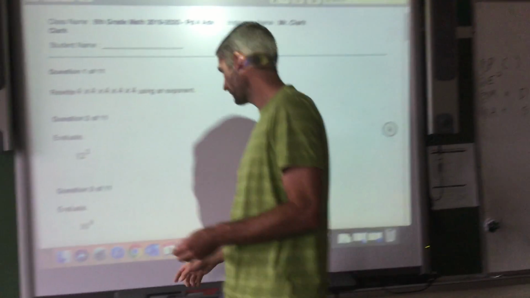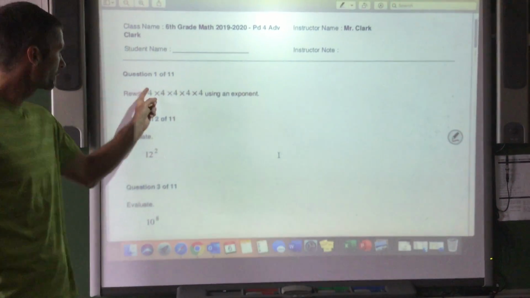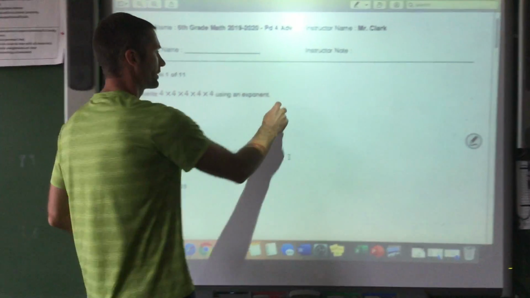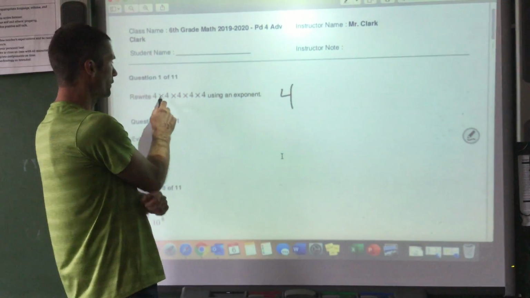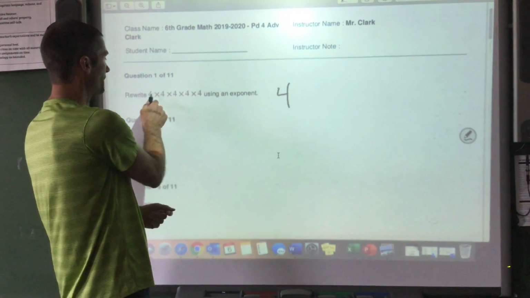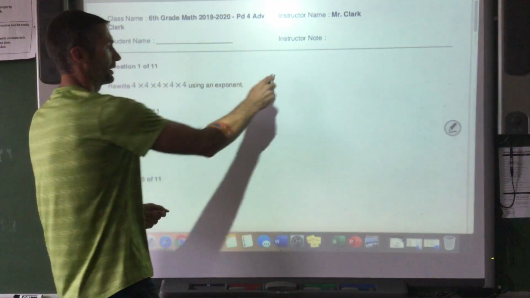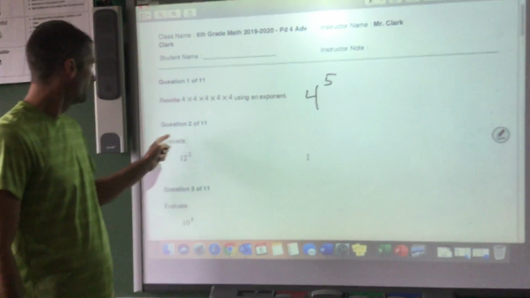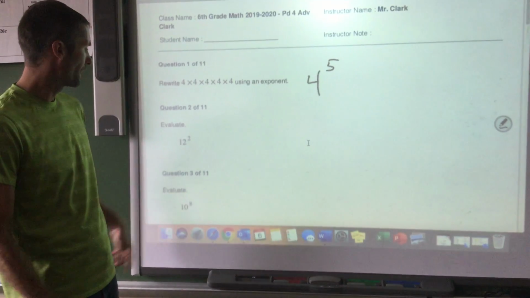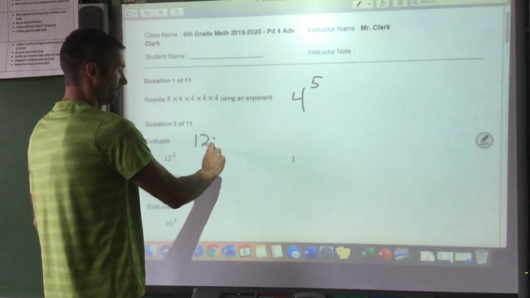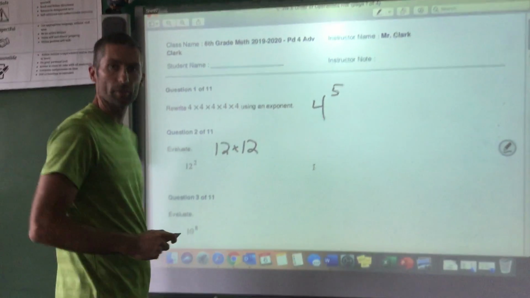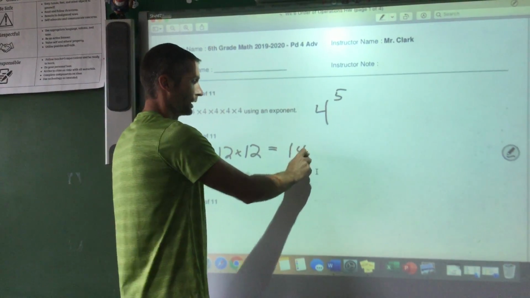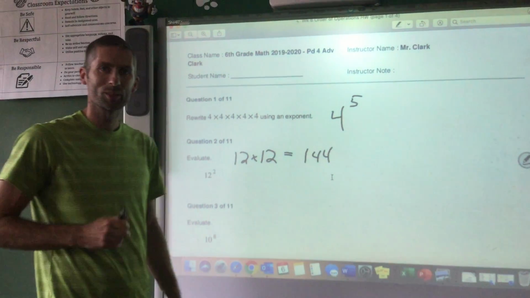Okay, first, let's talk about exponents. Rewrite 4 times 4 times 4 times 4 times 4 using an exponent. So my base is 4, and I do 4 times itself 1, 2, 3, 4, 5 times. So it has an exponent of 5, so it's 4 to the power of 5. Next, evaluate 12 to the power of 2. So we're doing 12 times 12. We're doing it 2 times. So 12 times 12, I know my facts, that's 144. You could show your work there if it's something bigger than that.